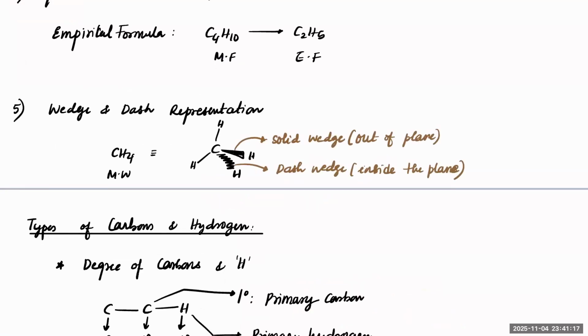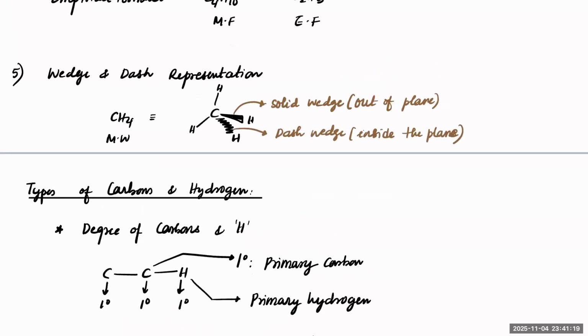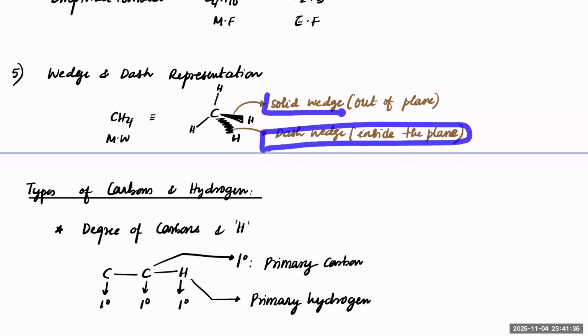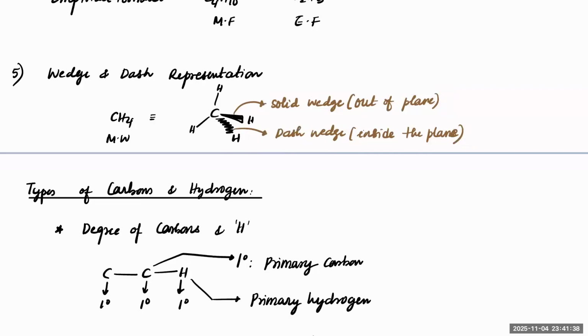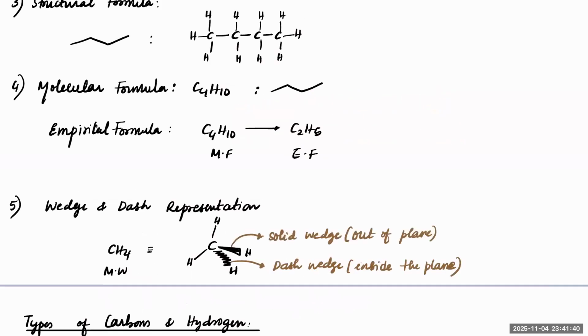Okay. Wedge and dash representation. Suppose you have methane, methane is tetrahedral. In tetrahedral, one hydrogen will come out of the plane, shown with a solid wedge, and in this particular form, the dash wedge will go inside the plane. So dash is going inside the plane, solid is coming outside the plane. Got it? These are all the representations.